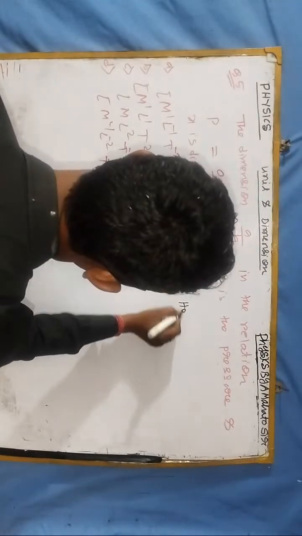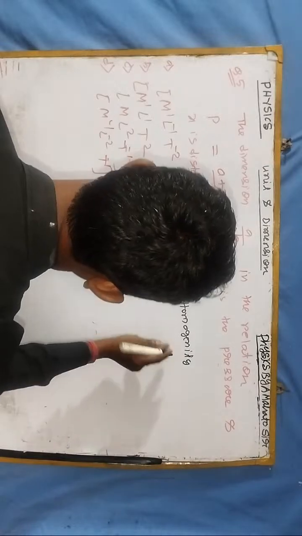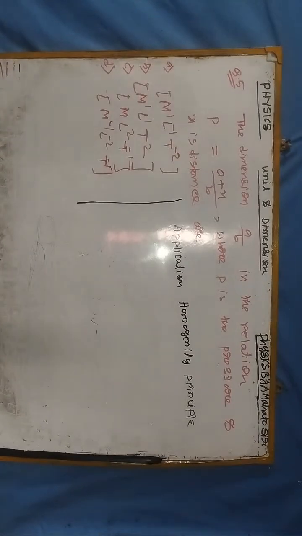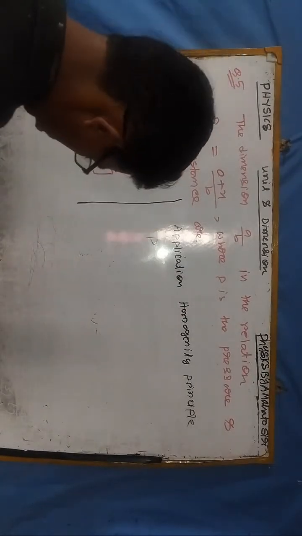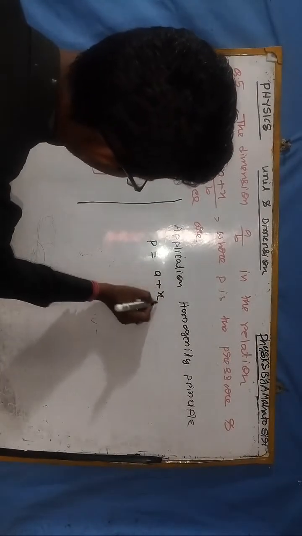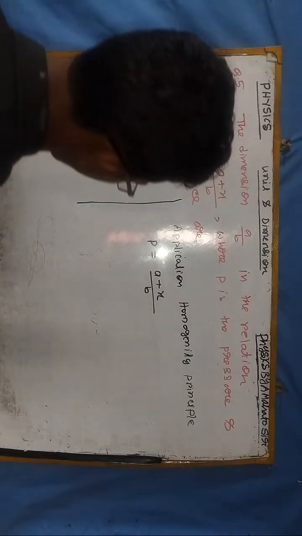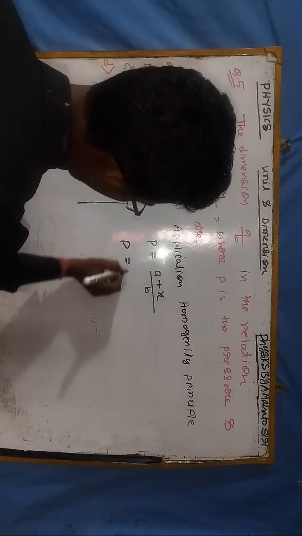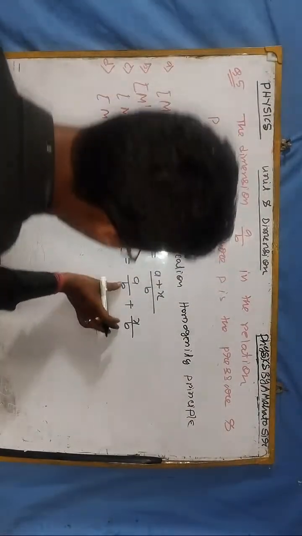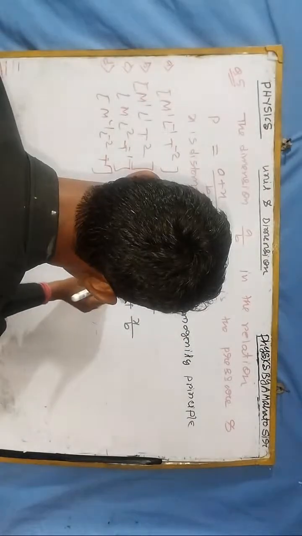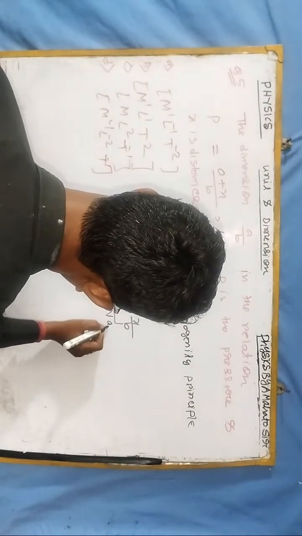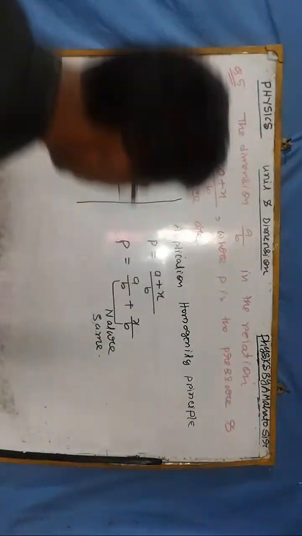Application of homogeneity principle. Here the given relation is P equal to (A plus X) by B. So here write P equal to A by B plus X by B. Two quantities are added or subtracted, so apply the homogeneity rule, because they are of the same nature.